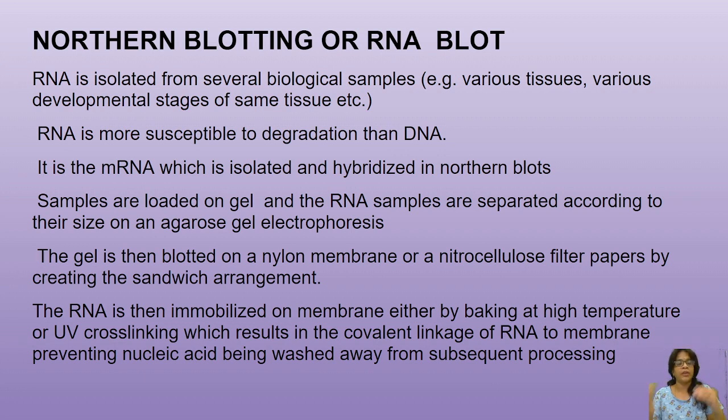Okay, the gel is again blotted onto the nylon membrane or nitrocellulose filter paper by a sandwich arrangement. As I already told you, it's the same process here. This RNA is then immobilized on the membrane either by baking at high temperature or by UV cross-linking, which results in covalent linkage. I told you that nitrocellulose membrane has a good affinity towards proteins and nucleic acids. The RNA gets linked covalently with the membrane so that it won't get washed away during subsequent processing.